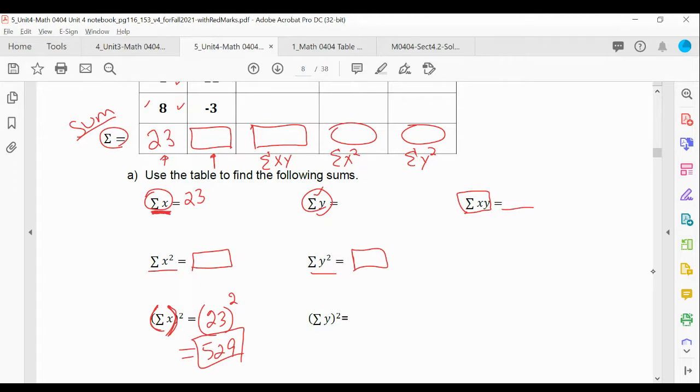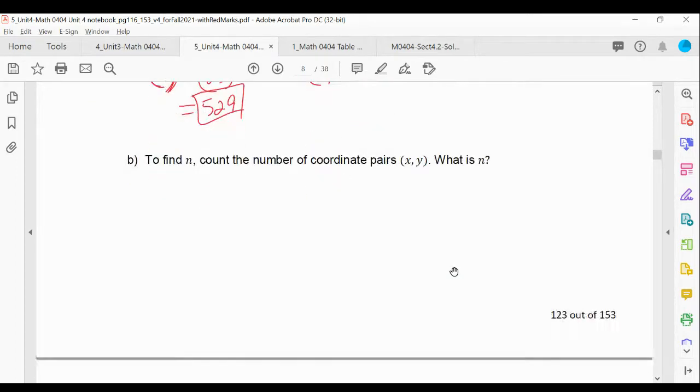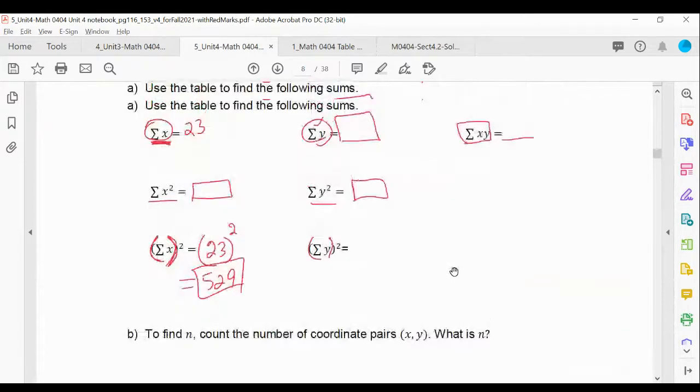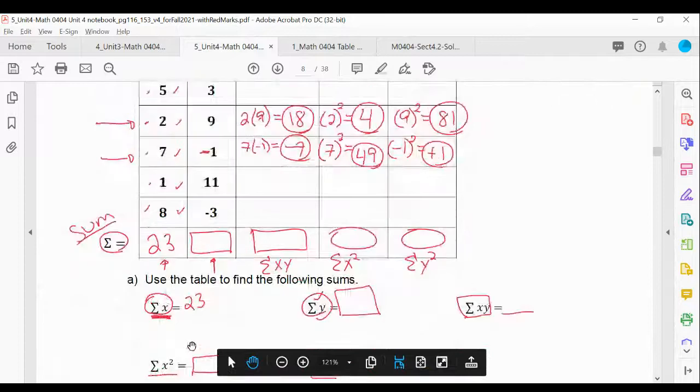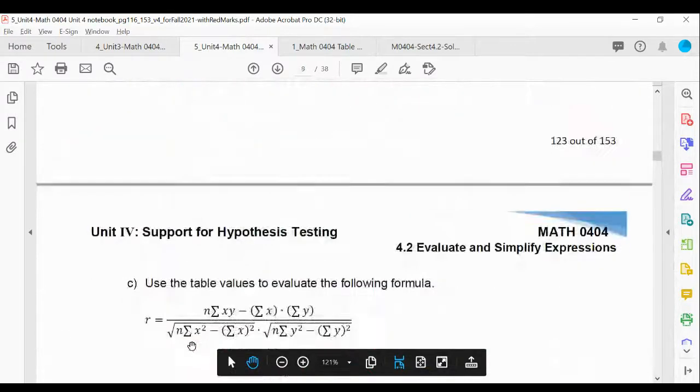So that's the answer for sigma of X quantity squared. So pay attention to this one also once you complete the sum of the Y values. All right, so I'm going to try, and part B asks you to count. So there's actually 1, 2, 3, 4, 5 different data points.